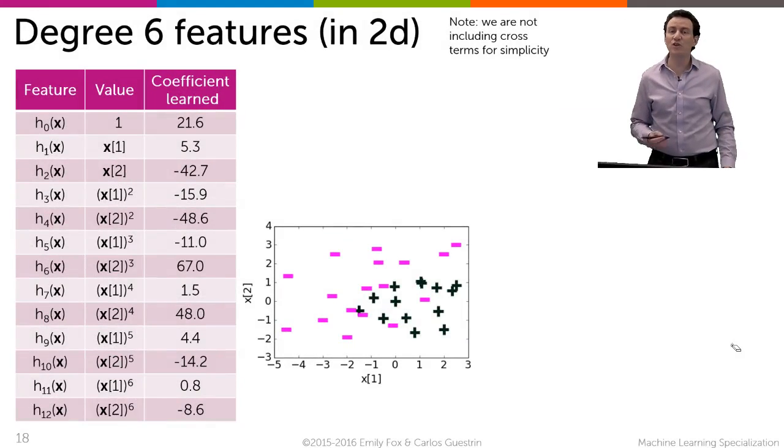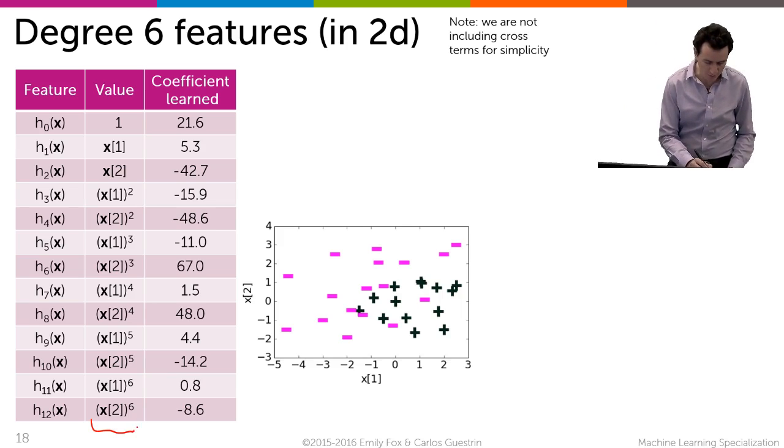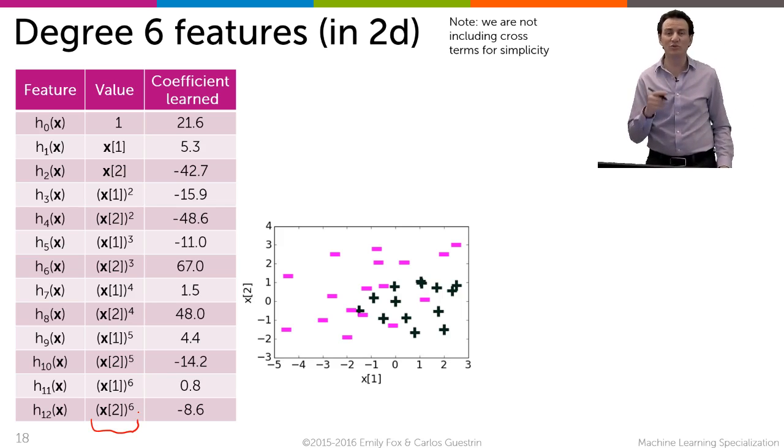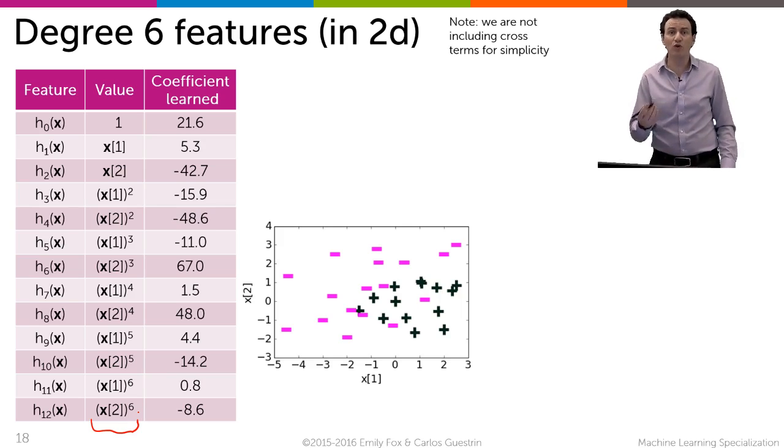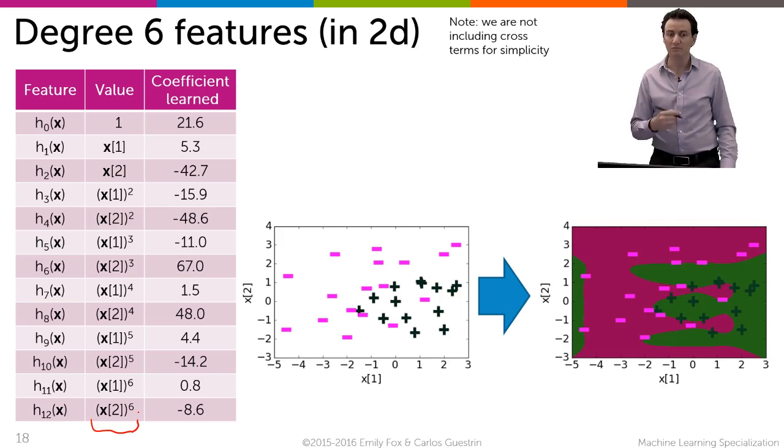Next, let's see what happens if we use degree 6 features to fit a logistic regression classifier on the same data set. So now our features go all the way up to x2 to the 6 and x1 to the 6. It's a lot more features, a lot more coefficients to be learned from data. Now if I take this data set and I feed it to a logistic regression classifier, I get the following decision boundary. It fits the training data extremely well.